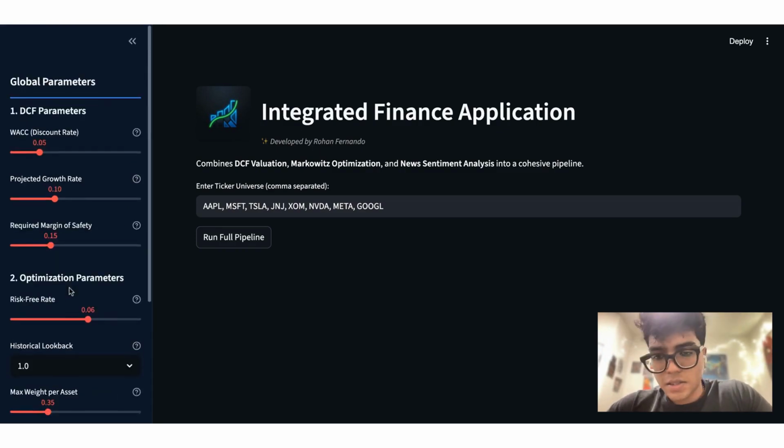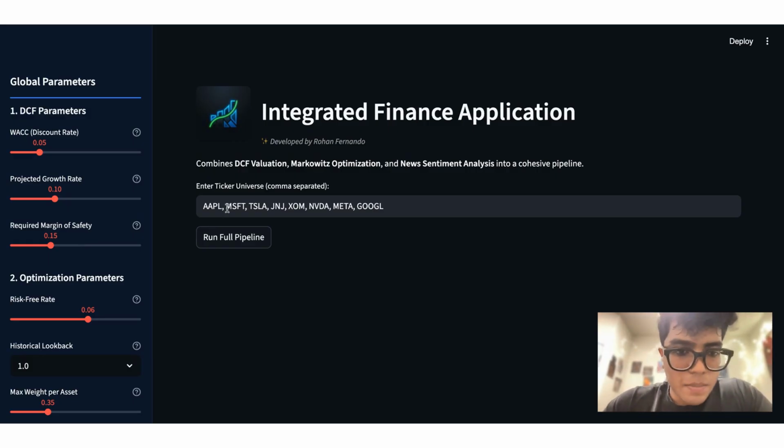The critical design decision here is that all of these sliders are global. When I change the WACC, it doesn't affect just the DCF. It's supposed to change which stocks pass the valuation screen, which changes the universe that is fed into the optimizer. It also changes the final portfolio that the sentiment overlay analyzes, and I'll demonstrate that reactivity in a moment.